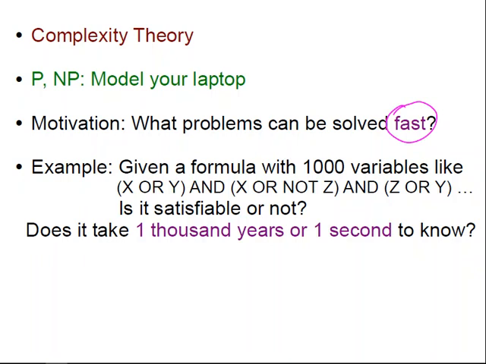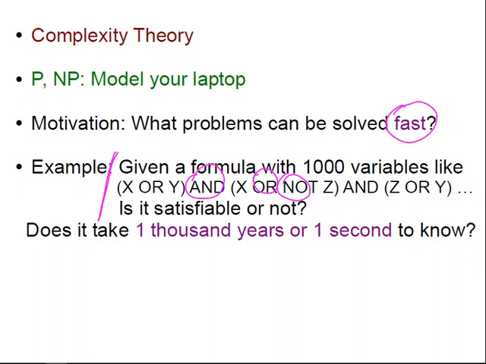And an important example of a problem is the SAT problem, in which you're given a formula with some number of variables. Think of like 1,000 or 1 million. The formula is built of variables and things like not, or, and you want to know if it's satisfiable or not. So if you can find an assignment for the variables that makes the formula true. And the question is, does it take 1,000 years or 1 second to know this? Can you do it extremely fast, or does it take a very long time?